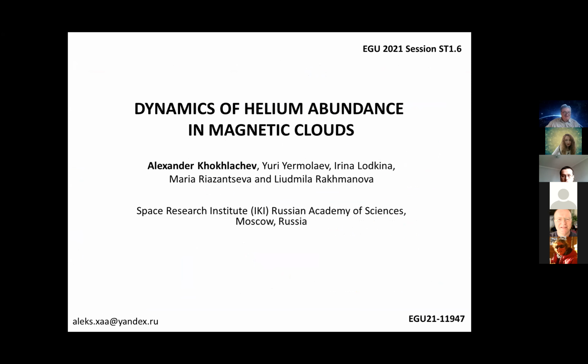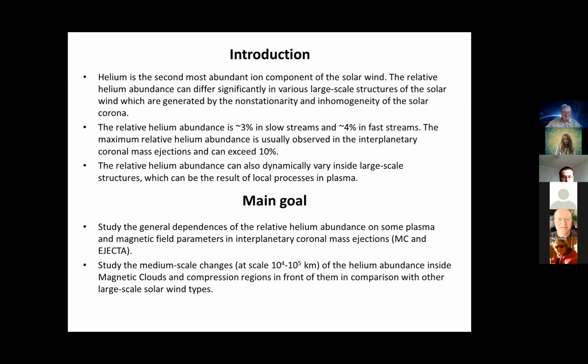Hello, everyone. My name is Alexander Khokhlachev. I'm a PhD student from the Space Research Institute of the Russian Academy of Sciences. This study is concerned with the dynamics of helium abundance in magnetic clouds. First of all, some general information. Helium is the second most abundant ion component of the solar wind.